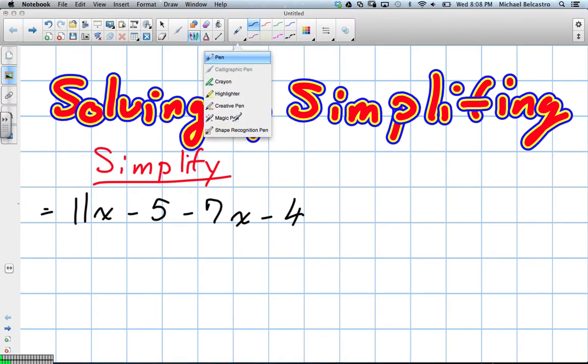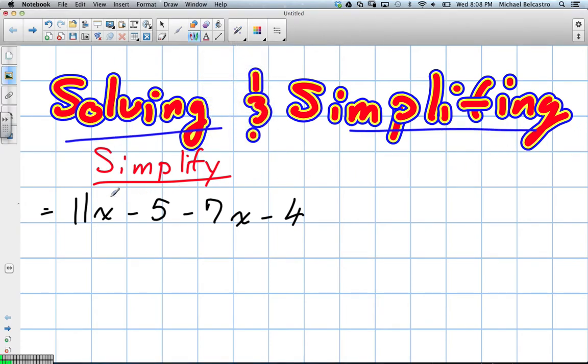Okay, so we're working on solving and simplifying. Our very first question says to simplify. In order to simplify, we just have to collect like terms. Do you know what would be like terms in this? How many different types of terms? 11x and 7x and 5 and 4.